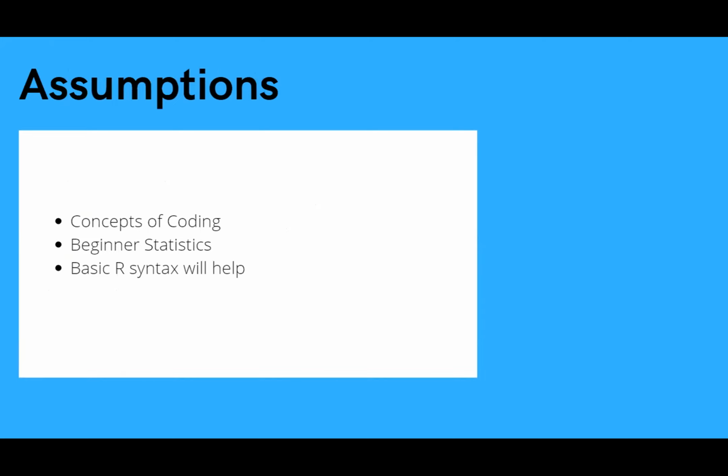What am I assuming about you guys? I'm assuming that you have knowledge about coding, like concepts of coding. So like the idea that we can do things on a computer, that we can work with files and make things happen. We can get results. I'm assuming you have some beginner statistics. So I'm going to be using some vocabulary like plotting, reading in data, the concept of data, modeling. I'm going to assume that you know what those mean. And you don't need to know R for this talk, but understanding some of the R syntax will help when looking at some of the examples.